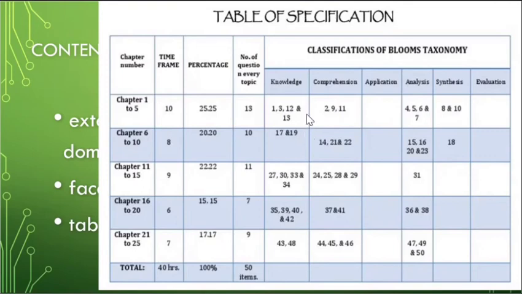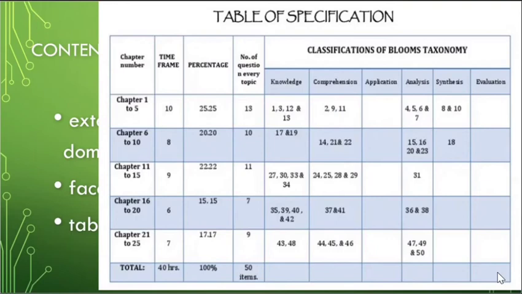Now, in order to test whether there is a balance among these levels of the cognitive domain of Bloom's taxonomy, all you have to do is add the number of items. We can see that in this example there are more items under knowledge. If we count, we have 16 items under knowledge. There are no items under application. There are no items under evaluation.